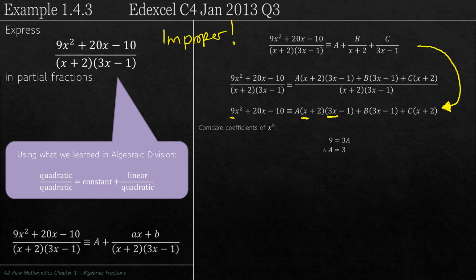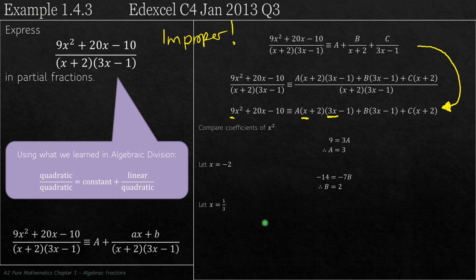Because expanding this, we'd get a times 3x squared. So 3 lots of a must equal 9. That's given me a. I could continue comparing coefficients to find b and c, but I'm not going to. I'm going to let x equal minus 2. This is called substitution, because that will make this bracket 0 and this bracket 0, meaning I'll be able to find b. I'm now going to let x equal 1/3, because that will make this bracket 0 and this bracket 0, allowing me to find c.